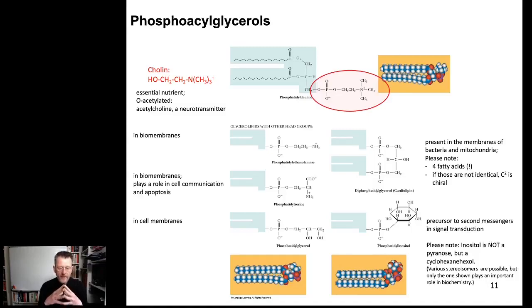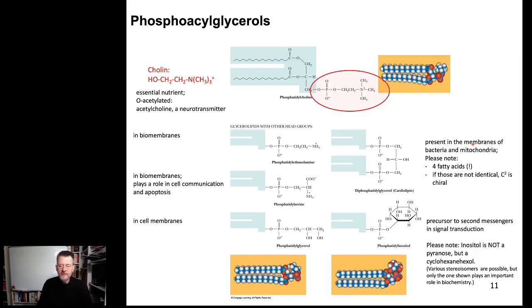Ladies and gentlemen, in the last video session, I told you we're going to continue playing Lego with well-known Lego bricks. So, in the last session, you got to know the phosphoacyl glycerols, meaning glycerols being esterified with one or more fatty acids and also containing at least one phosphoric acid, being the acid to form an ester with glycerol.